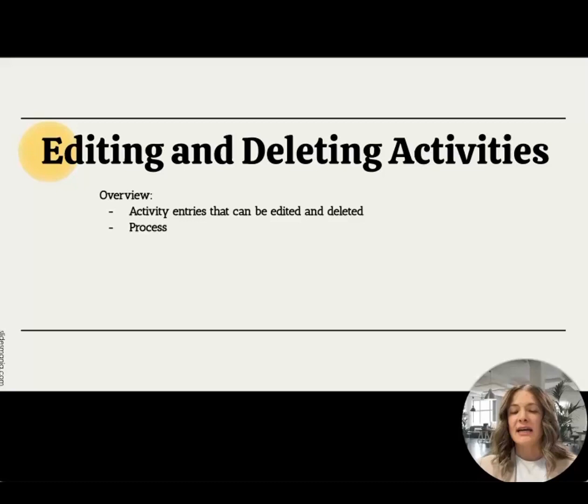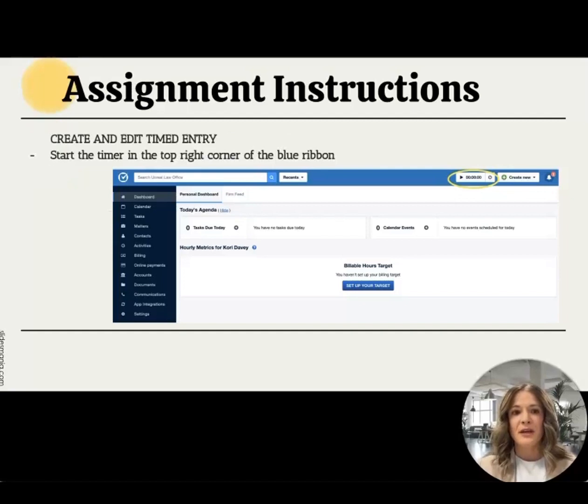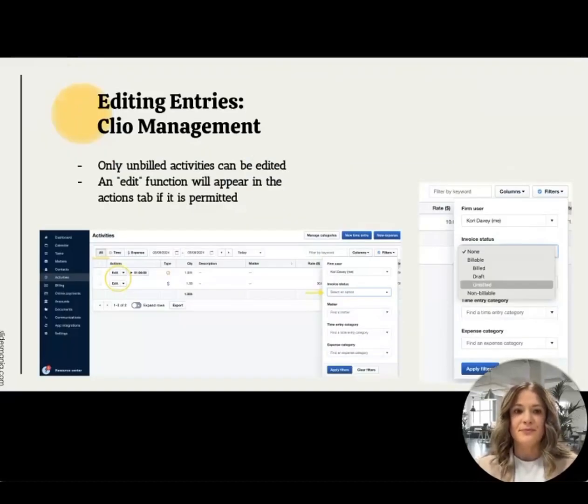So for the next and final step, we're going to talk about editing activities easily and effectively in Clio. This includes which activities can be edited, deleted, and the process to do so. To start the first part of this assignment, please start the timer in the top right corner of the blue ribbon, and we will stop it at the end of the presentation. There is a screenshot on the slide here for an example of where you can find the timer.